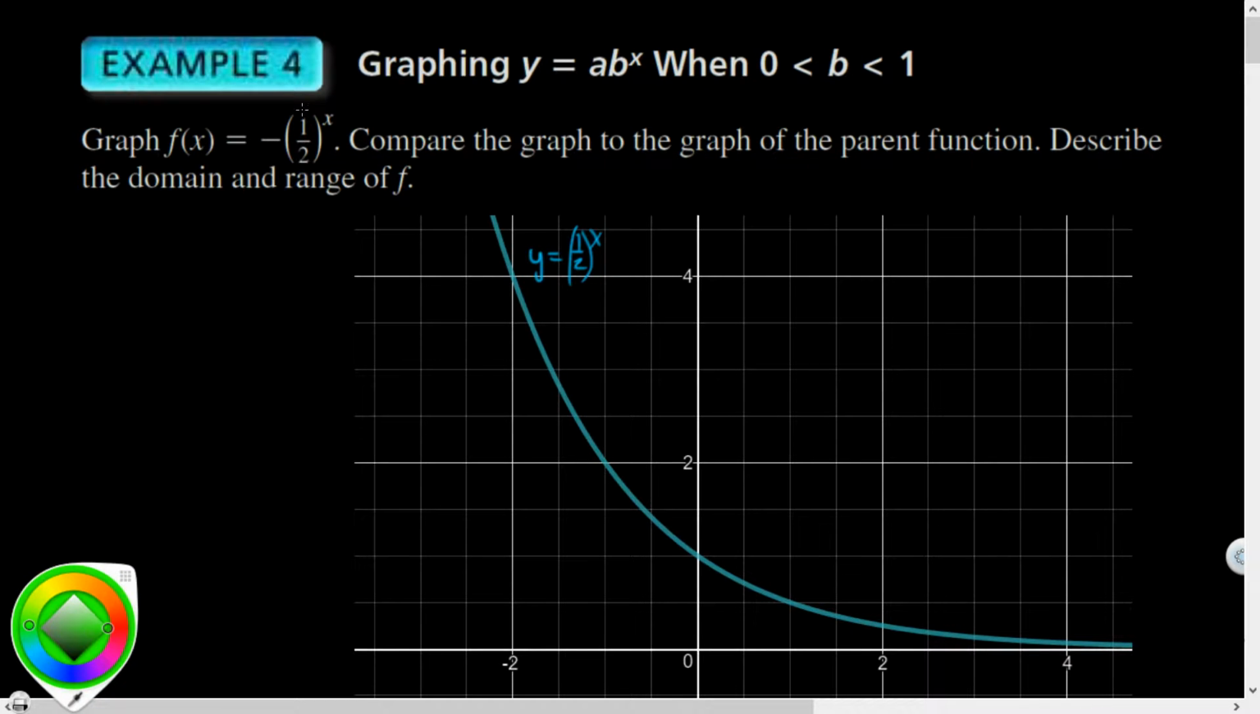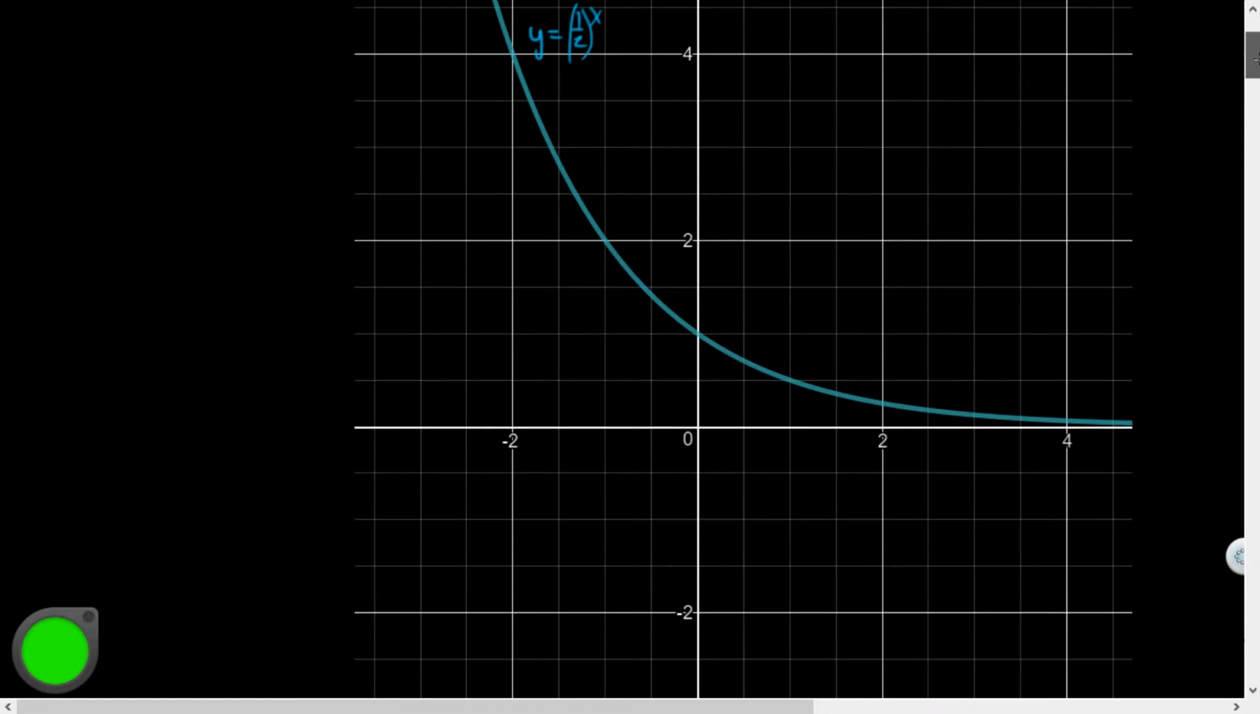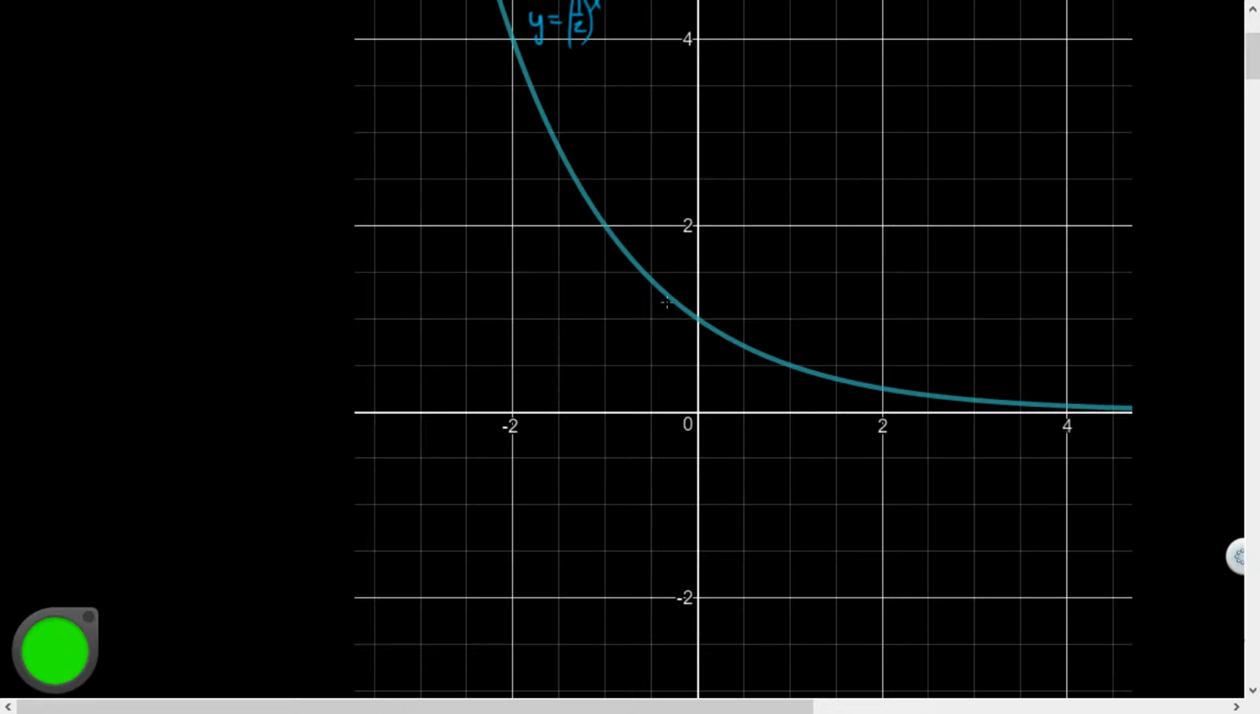But now the question is, what would multiplying by this negative do? So the a value is -1. It's not stretching it in any way, but what does the negative do to this graph? What do you think? Anybody? Well, we could pick a point and consider what happens.